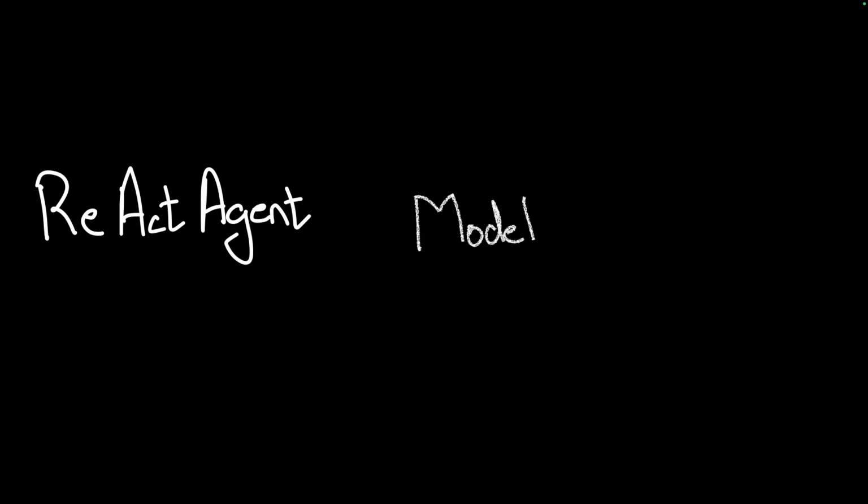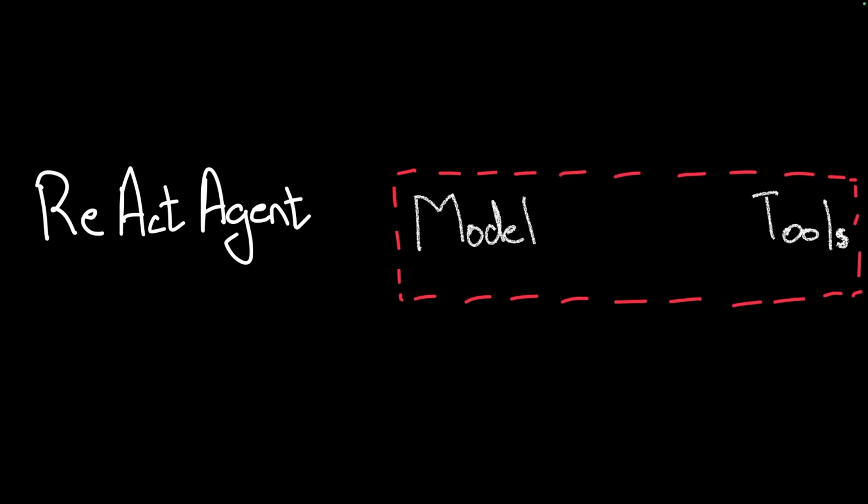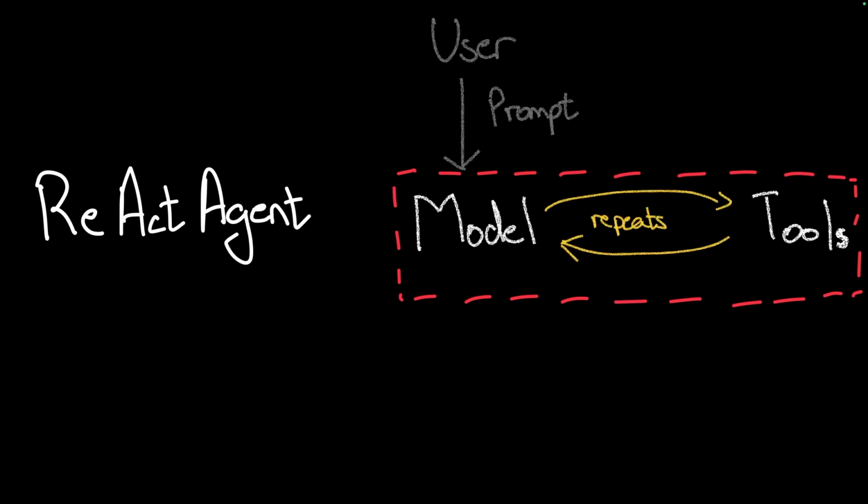So, a React agent consists of a model and a set of tools internally. Now, the user can prompt the model. The model then reasons out and decides whether it needs to use one tool, a set of tools, or no tool at all. Now, depending on if it needs to use a tool, it repeats the action until the model reasons out that it does not need any more tool calls or tool usage. It is only then that the model gives out a final response.